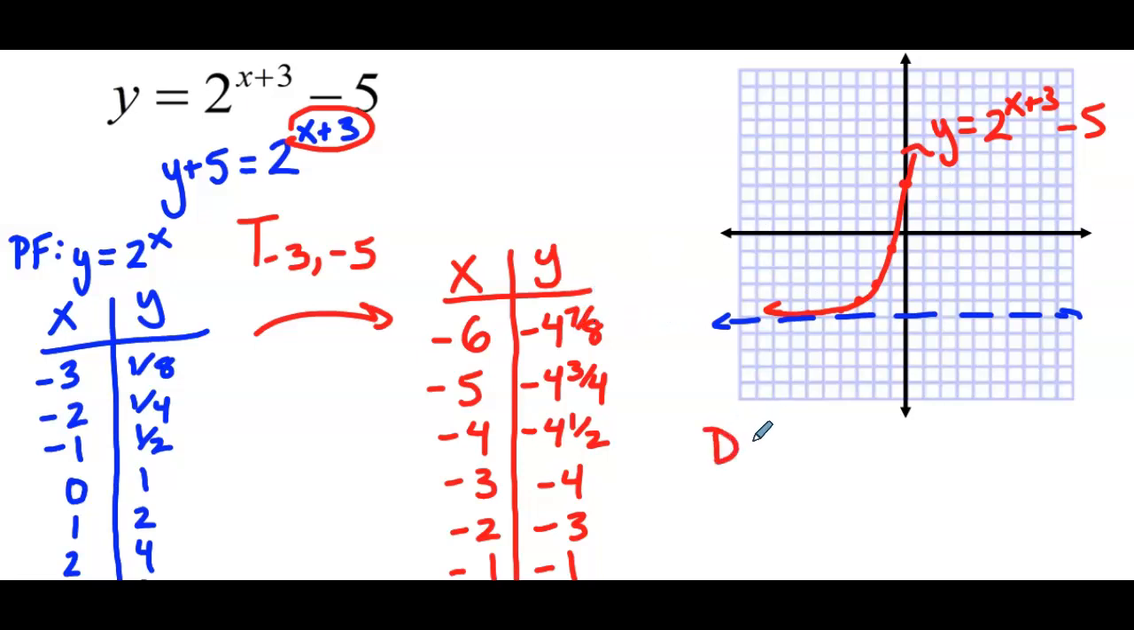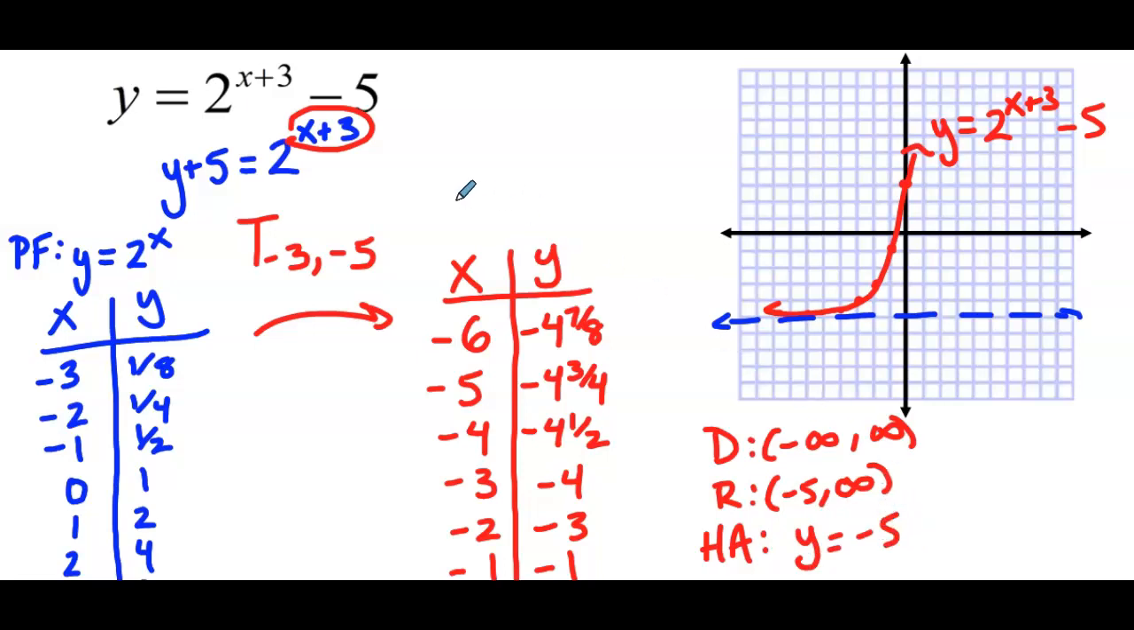Okay, so domain, that's all real still. Our range, well, the values get closer and closer to -5, but aren't ever going to get there. So our range goes from -5 to infinity, but does not include -5. And our horizontal asymptote, which I'll abbreviate HA again, is y equals -5. So when we have a vertical translation, when we're moving the graph up or down, the horizontal asymptote is also going to move up or down.